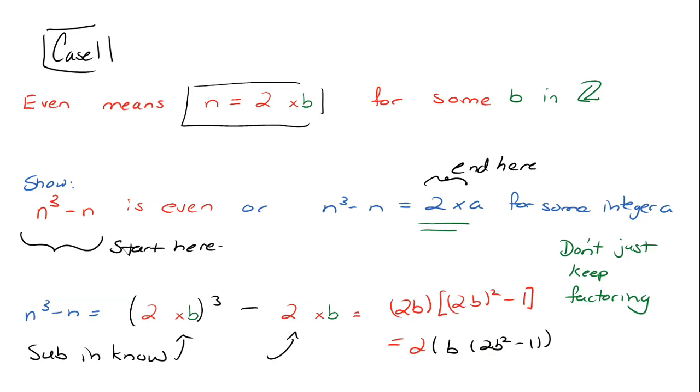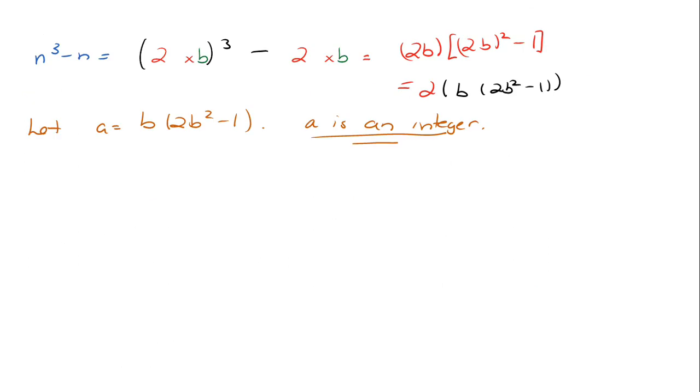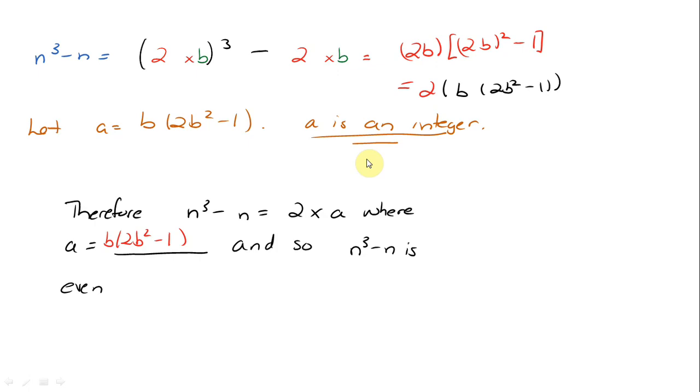Don't just keep factoring. I know what I'm supposed to get, so I have to keep that goal in mind. Well, there's my a. 2 times something. Let a be that something that's left over. A is an integer. And I can write my final statement, which I knew I had to write. Therefore, n cubed minus n is 2 times a, where a is, I can fill in the blank, this thing right here. And so n cubed minus n is even.